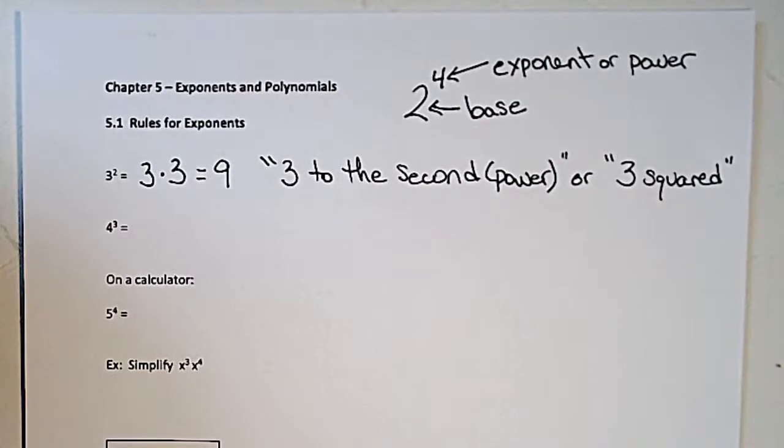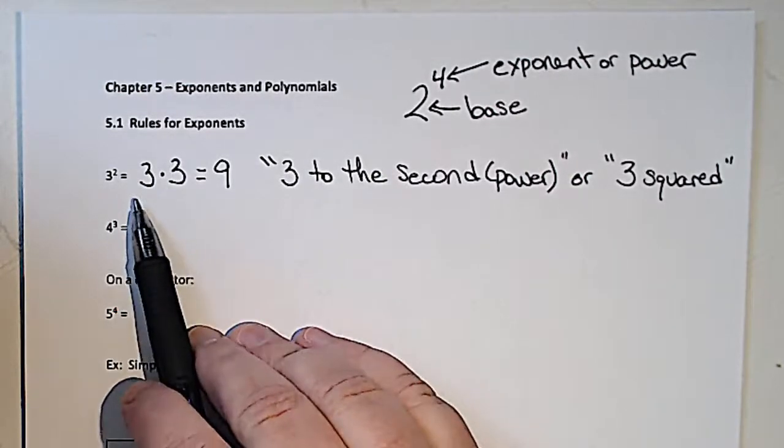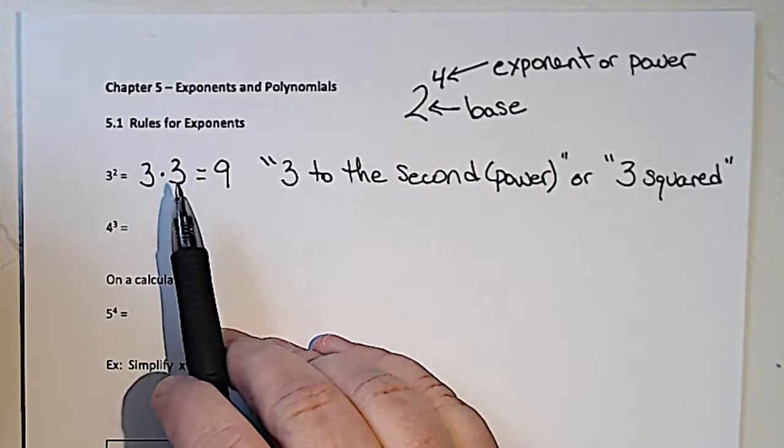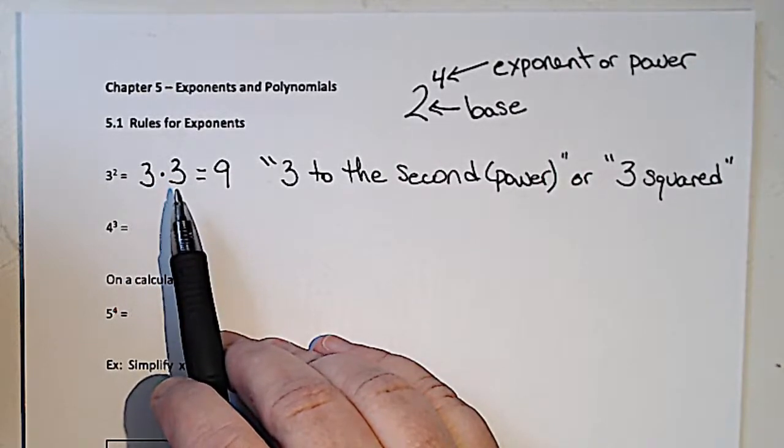And the reason it's 3 squared is because it's like the area of a square. The area of a square is the length of the side times the length of the other side. So 3 times 3, you're making a square with side length 3.